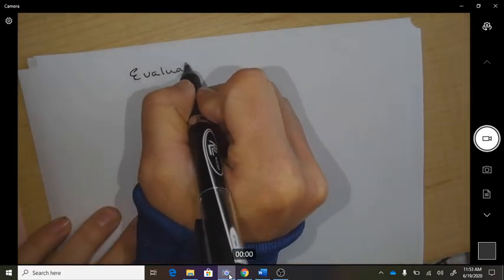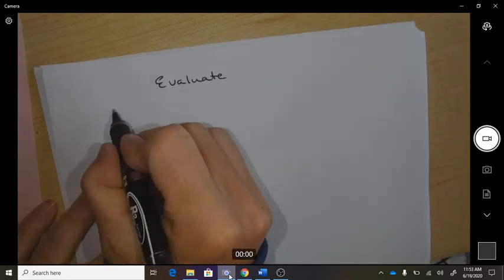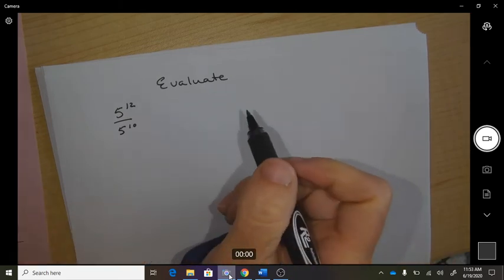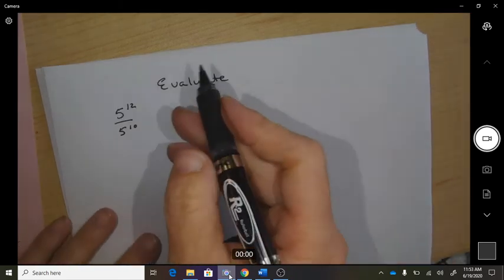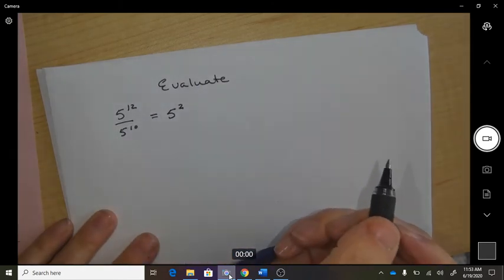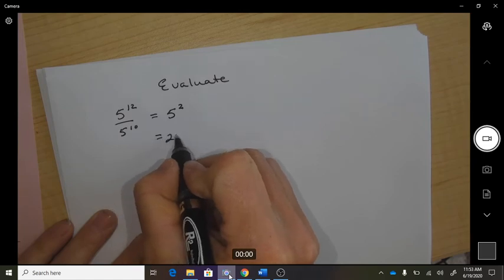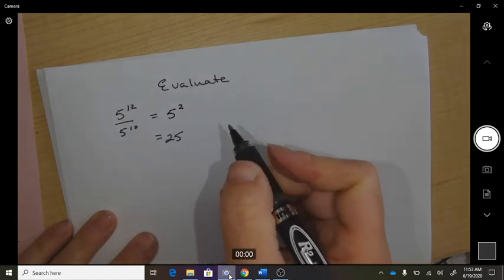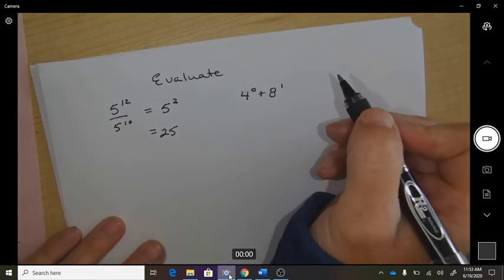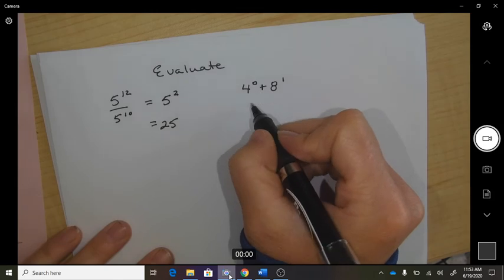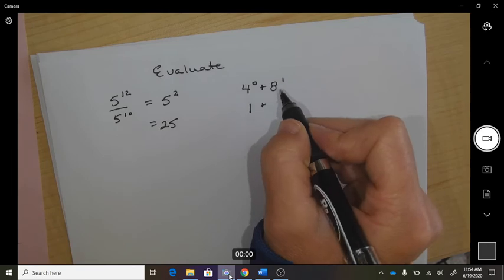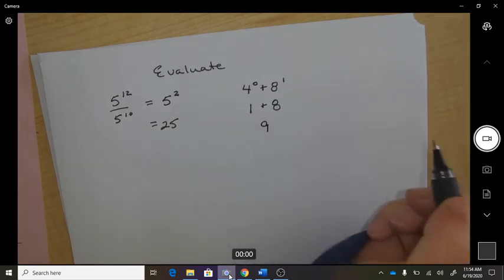Okay, evaluate these expressions. So 5 to the 12th divided by 5 to the 10th. So evaluate means come up with the exact number. So this would simplify by subtracting the exponents, and then it comes out to 25. 4 to the 0 plus 8 to the 1. So anything to the 0 is 1. If the exponent is 1, then you just have your base. So that results in 9.